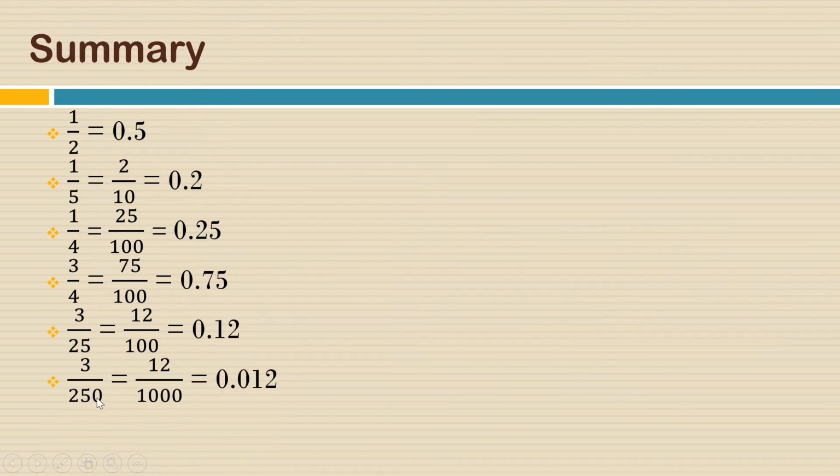3 by 250. The factors of 250 are 2 and 5. Then the decimal number is 0.12. 7 by 80. The factors of the denominator are 2 and 5. The decimal number is 0.0875.